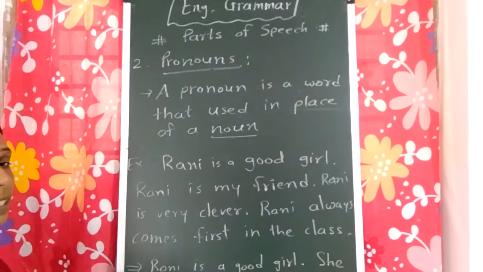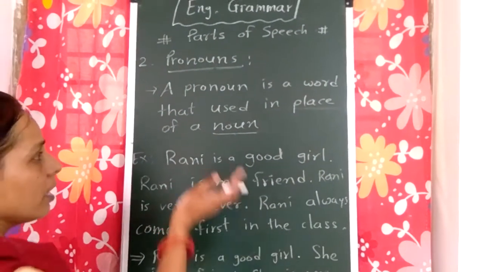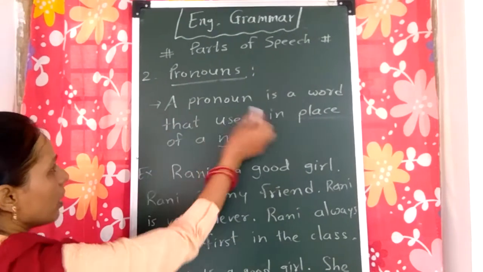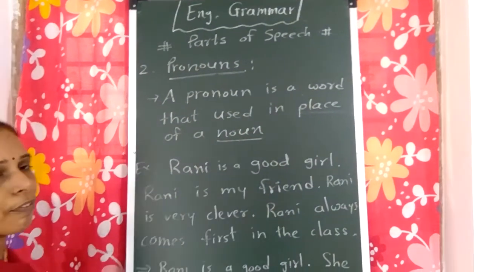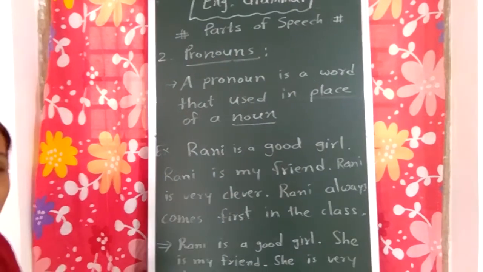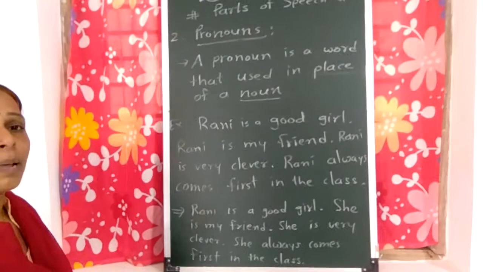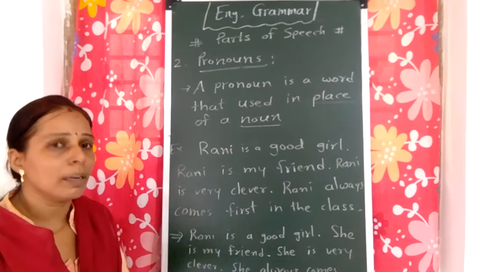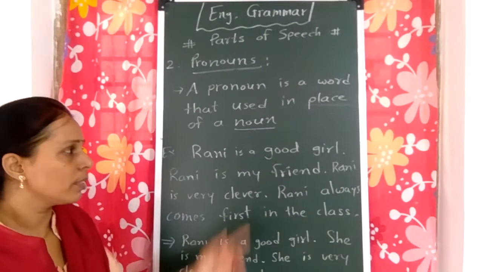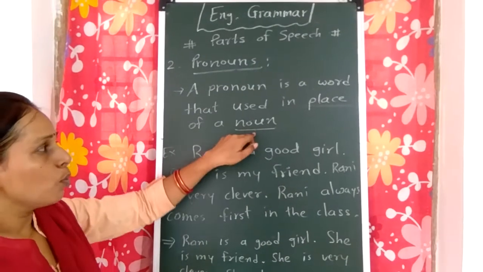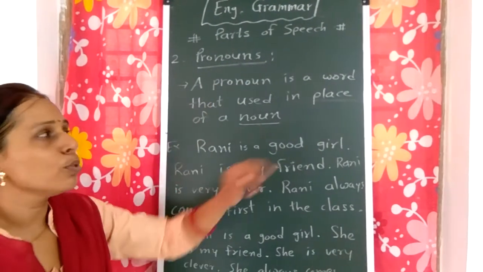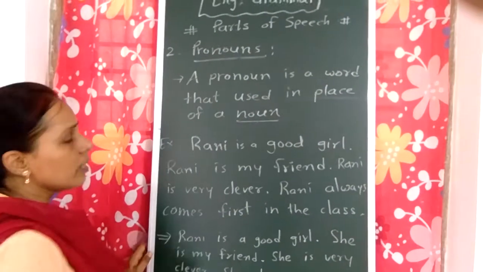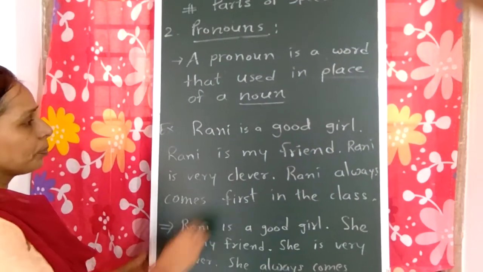Pronoun क्या होता है? जिसे सर्वनाम कहा जाता है कि वो noun की place पे उसका use होता है. A pronoun is a word that is used in place of a noun. Noun क्या होता है? What is a noun? A noun is a name of any person, place, animal or thing. कोई भी person, place, animal या thing का जो नाम होता है उसे noun कहा जाता है और उसकी place पे जो word use होता है उसे क्या कहते हैं? Pronoun. Okay, now let us understand with the example.